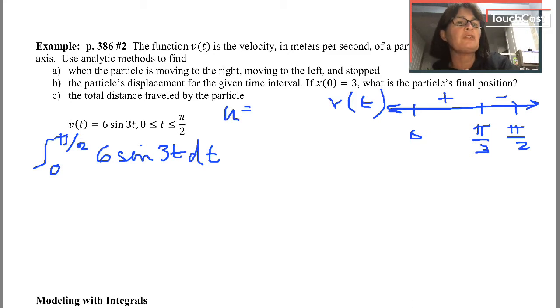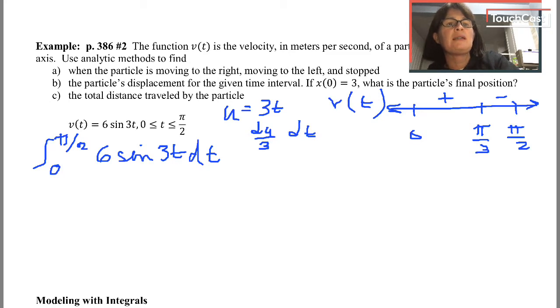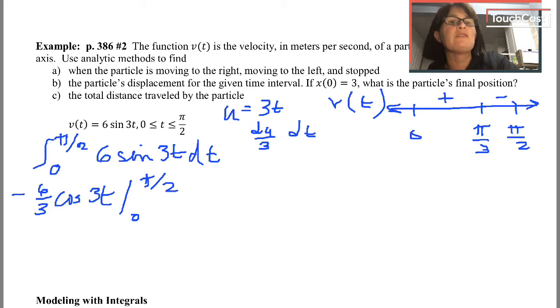You can make the substitution u equals 3t. So du over 3 is dt. And I'll get that this is going to be 6 over 3. The antiderivative of sine is negative cosine. This is going to be negative 6 over 3 cosine of 3t. And I have to evaluate that from 0 to pi over 2. So this is negative 2 cosine 3t from 0 to pi over 2.